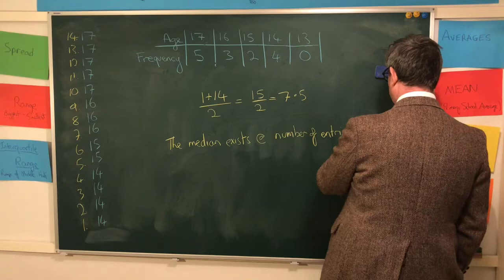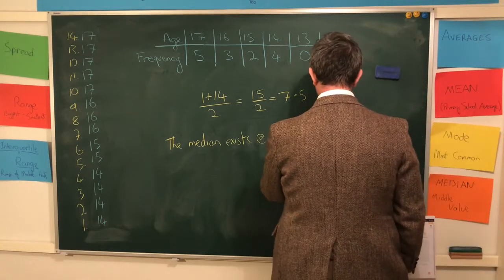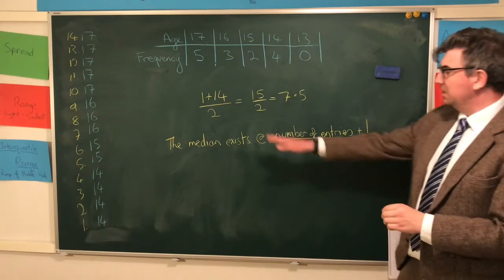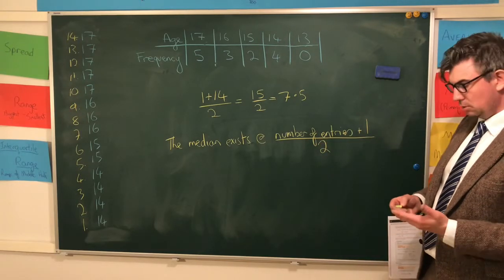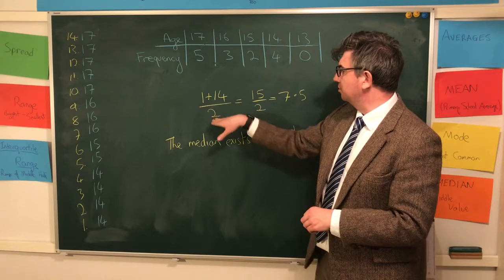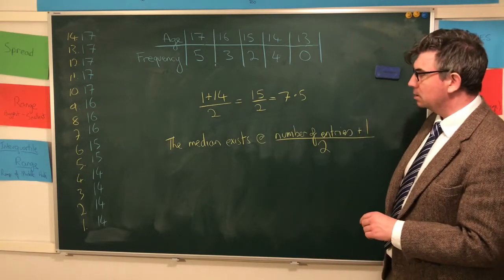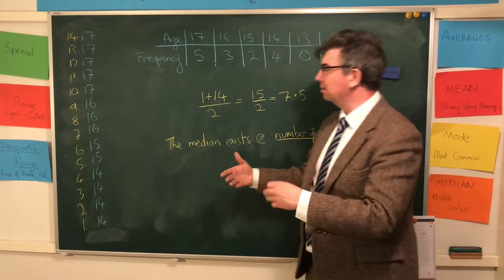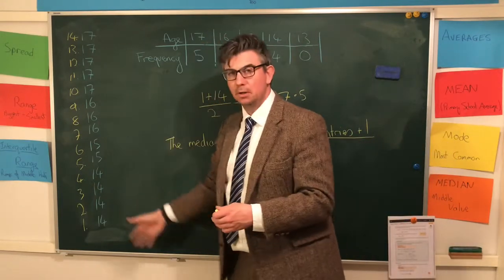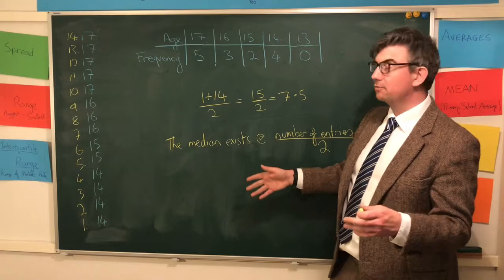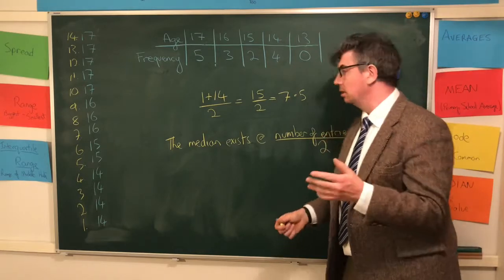Number of entries plus 1 all over 2. So the median exists at number of entries plus 1 divided by 2. I don't expect you to list them all out and label them all a number for every single data, or for every single frequency that you're given in the future. That would be crazy.